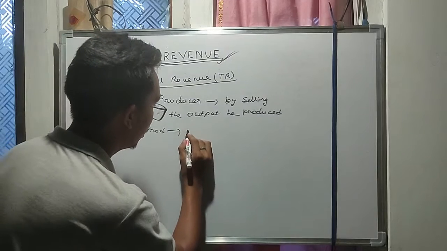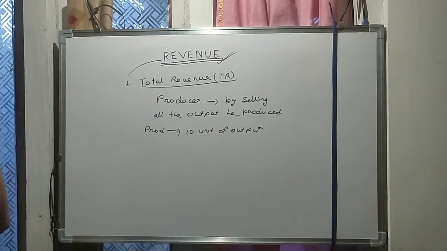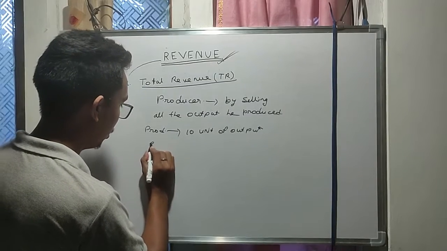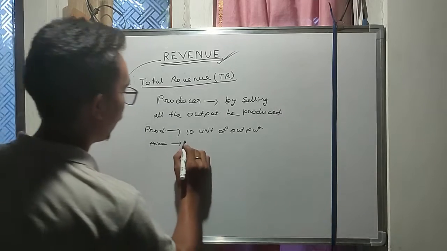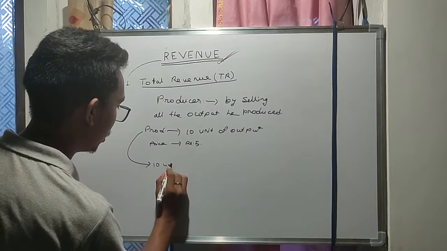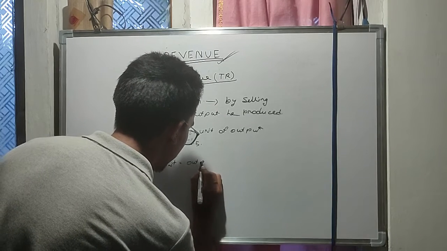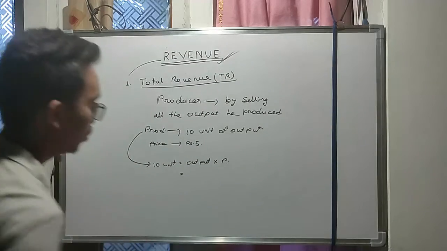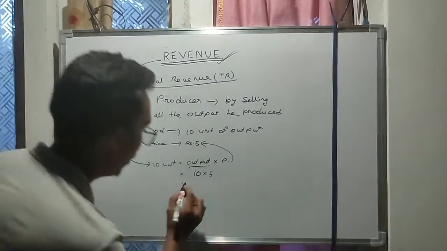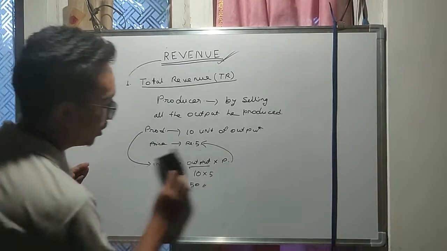the producer produces 10 units of output, and the price of the product is rupees 5. So when the producer sells these 10 units in the market, he will get an amount, which is output into price. Output is 10 and price is 5, so 10 into 5 is 50. This is total revenue. Understand?